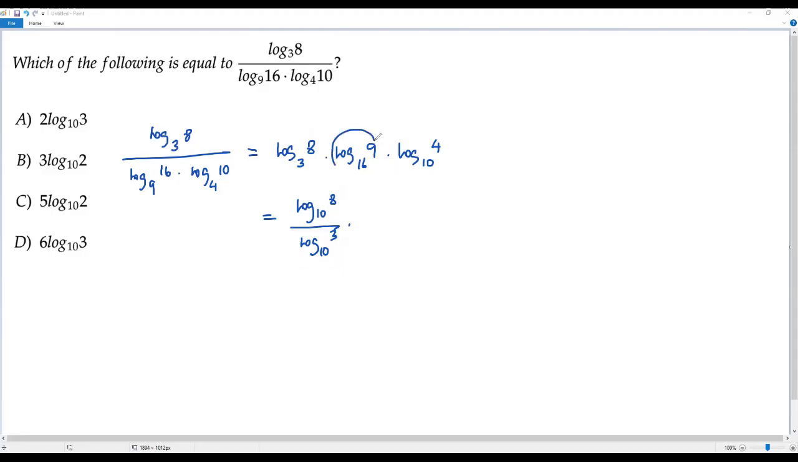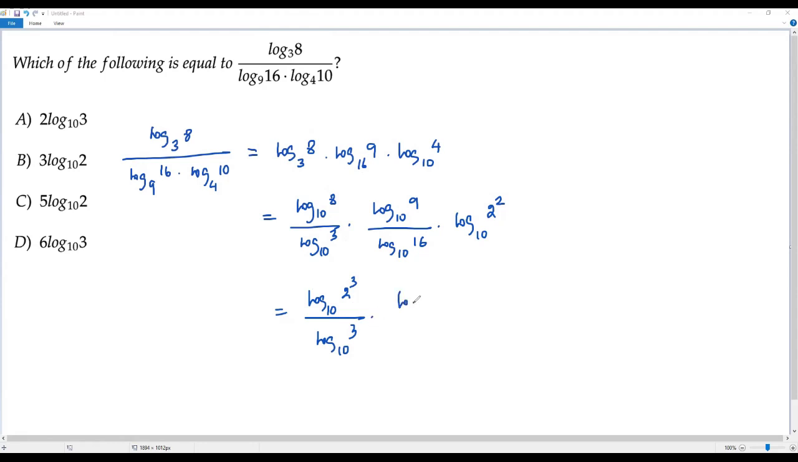The same thing we can do for the second logarithm to get base 10, because here the base is not 10, it's 16. Then we get log base 10 over log base 10. We take 9 as the argument in the numerator, and 16 as the argument in the denominator. We don't have to change the base of the last logarithm because it already has base 10. Here we can write 4 as 2 squared for simplification, and write 8 as 2 to the third power.